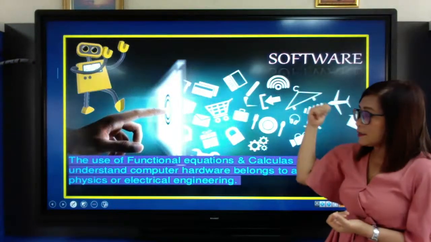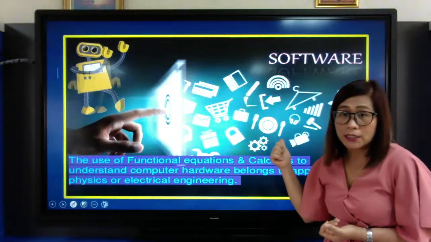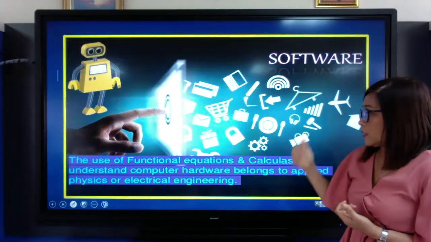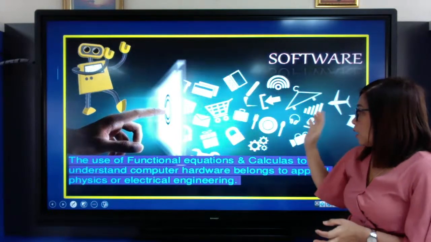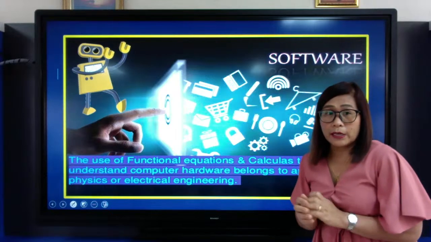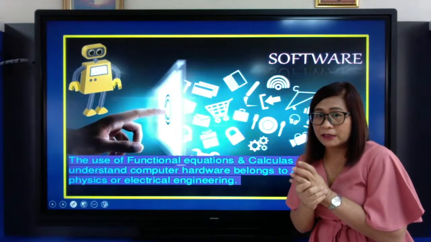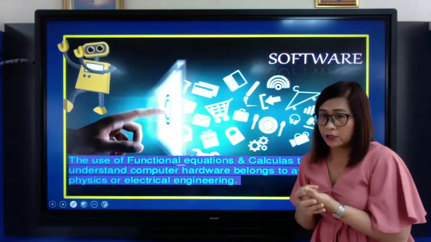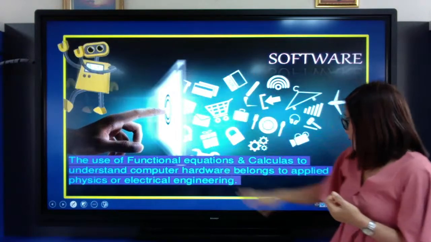The second is in software. We also use function in software. You can have this when maybe you know how to do it, when you do electrical engineering, something like that. When you take engineering in your university, you will apply functions.